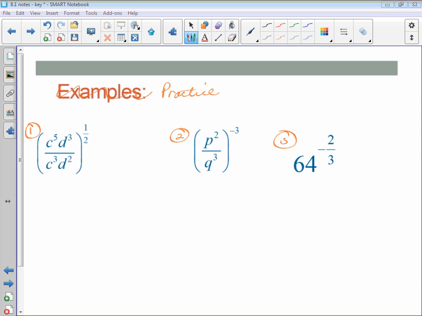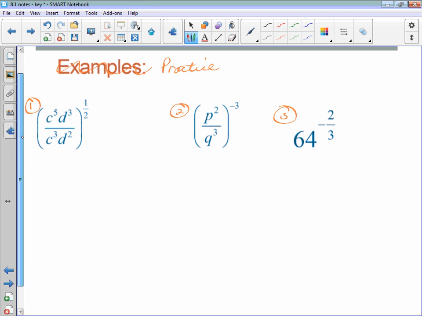All right, guys, let's look at them. For number one, I think it's much easier to simplify inside the parentheses first and then deal with the exponent outside. So if you're looking at c to the 5th over c cubed, how many c's are left and where are they? 2 at the top, right? And then d cubed over d squared, how many d's are left? Just 1, right? Okay, and then the 1/2, that means the square root of all of that.